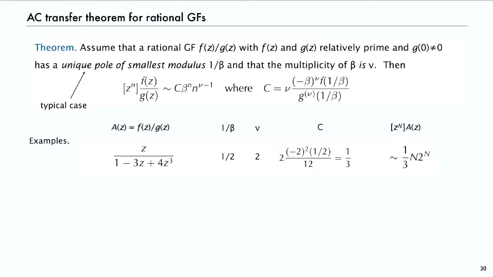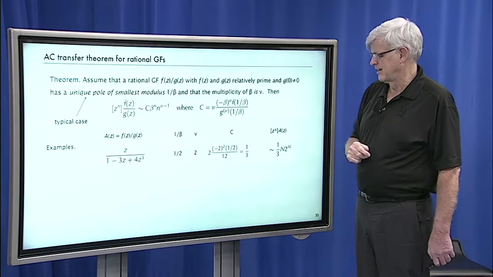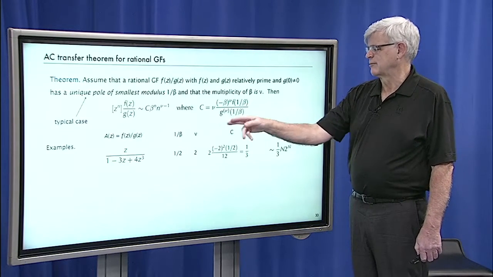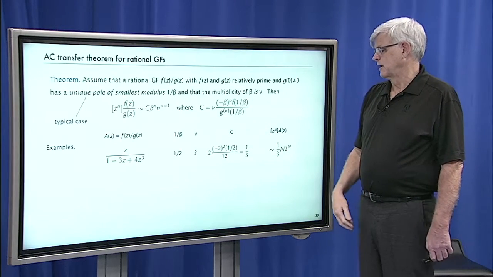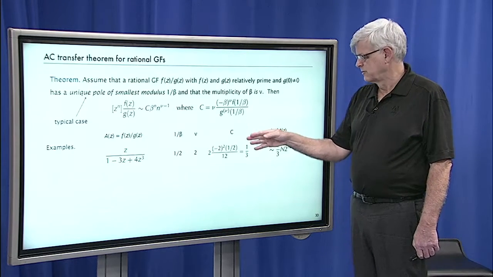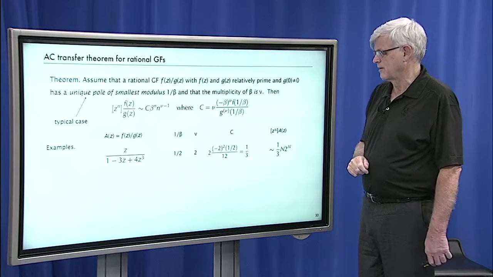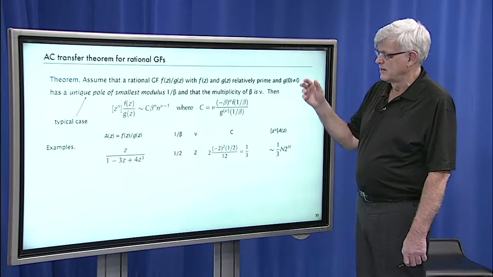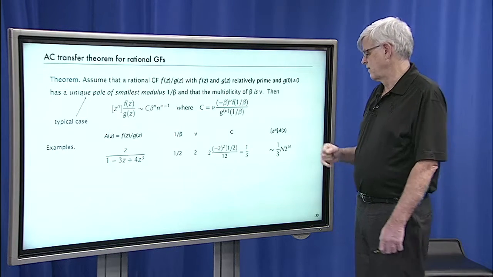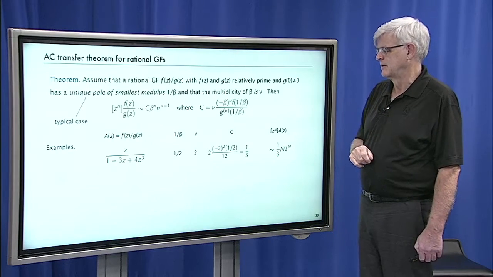And that's going to be an effective way to extract coefficients for many of the generating functions that we've seen. So for our first example, the pole of smallest modulus is at 1/2, and that's for our second example where it factors into 1 minus 2z squared. And so that root appears with multiplicity 2. Plug into the formula, you get c equals 1/3. And so this is a transfer theorem that tells us immediately that the coefficient of z to the n in that rational generating function is 1/3 n 2 to the n.